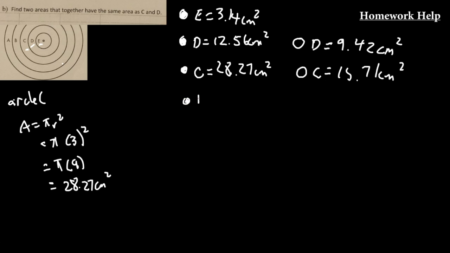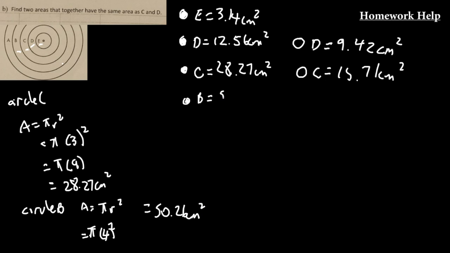Let's repeat this for B. Circle B is going to be 1, 2, 3, 4 centimeters in radius. Area equals pi r squared, so pi times 4 squared. 4 times 4 is 16, and 16 times pi gives us 50.26 centimeters squared. To find annulus B, it's the entire circle B minus the entire circle C. So 50.26 minus 28.27 gives you 22.00 centimeters squared.